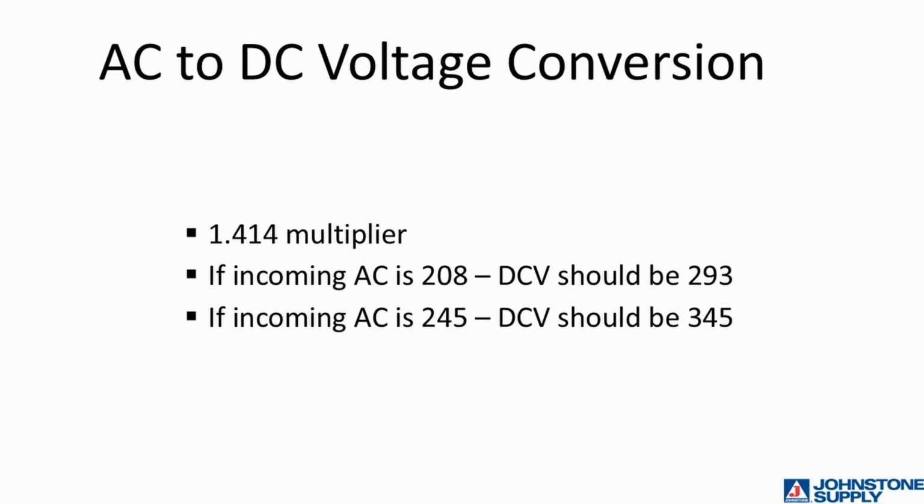When AC power is changed to DC power in the diode, there is an increase in that voltage. The increase is a multiplier of 1.414. So whatever your incoming AC power is, multiply by 1.414, and that's what your DC power should be. For instance, if your AC voltage coming in is 208, your DC voltage would be around 293. If your AC voltage coming in is 245, your DC voltage should be about 345.